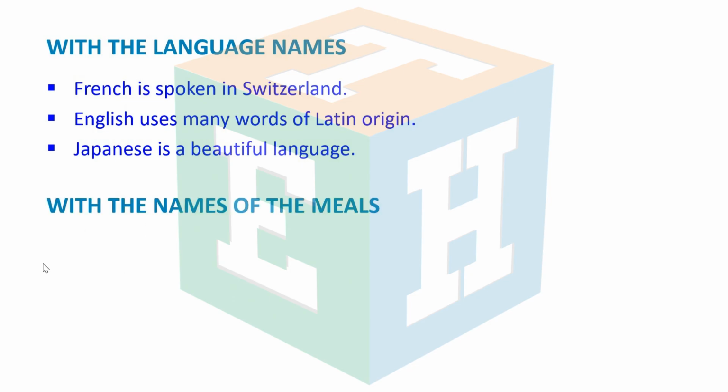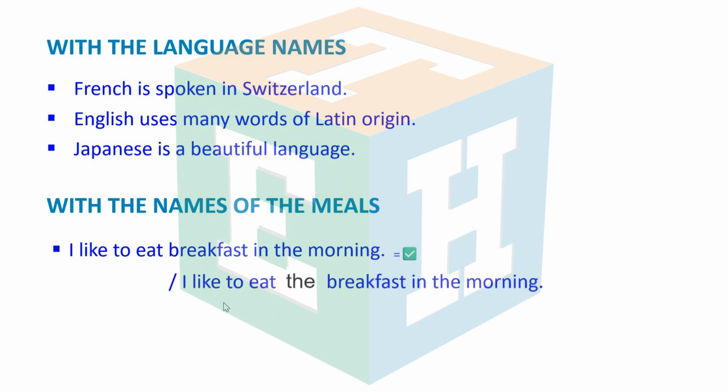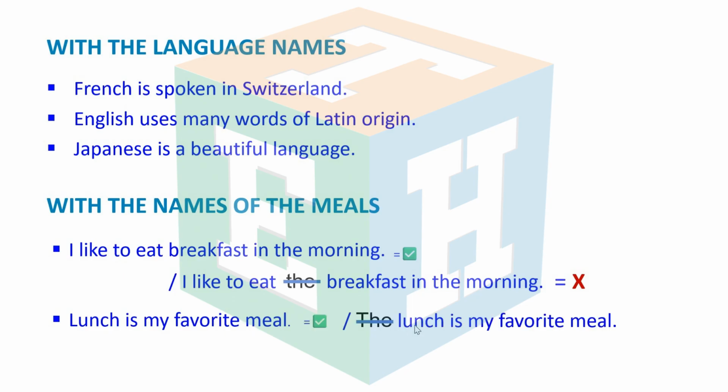With the names of the meals. I like to eat breakfast in the morning. This is correct. I like to eat the breakfast in the morning. This is wrong. Lunch is my favorite meal. This is correct. And this is wrong: The lunch is my favorite meal.